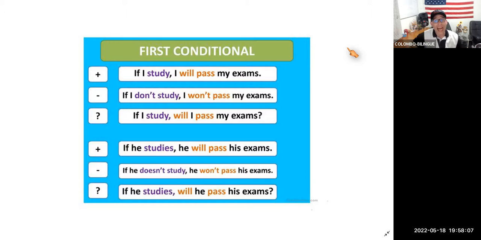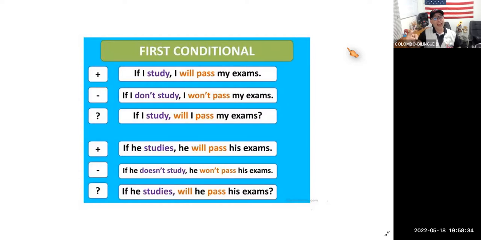If I study, I will pass my exam. Obviously, guys, the action is in the future. I haven't studied yet, but I have an exam next week, and I try to imagine the situation for the future. If I know I've got an exam next week, what happens if I study?